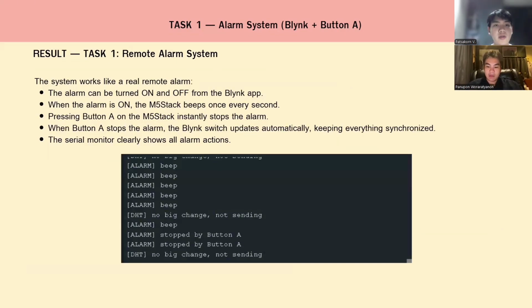Result 1: remote alarm system. And here we have the final output of task 1. The alarm beeps every second when it is active. Button A stops it instantly. The Blynk app and the device always show the same status. And the serial monitor prints every action, which helps confirm that the code works exactly the way it should.